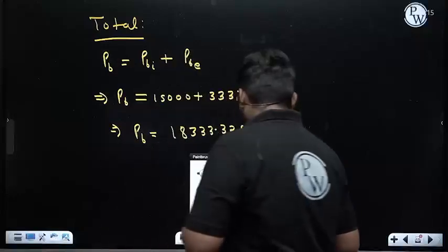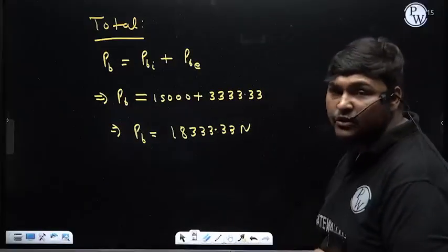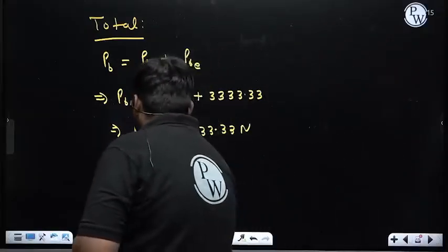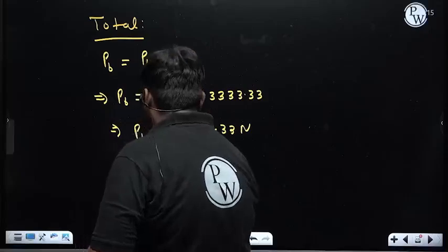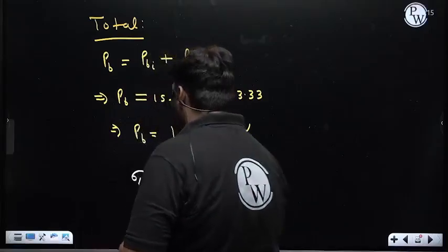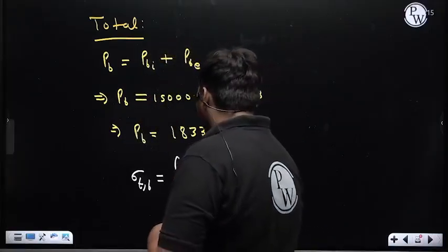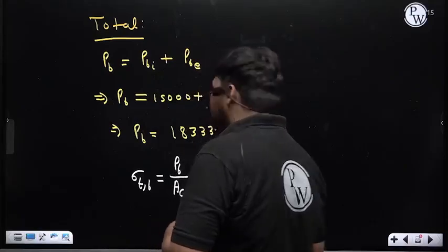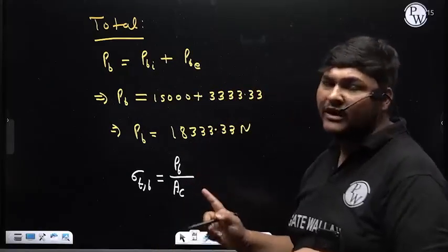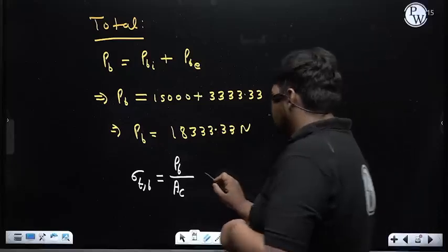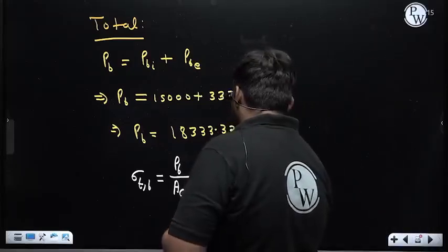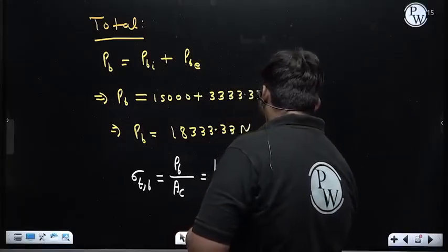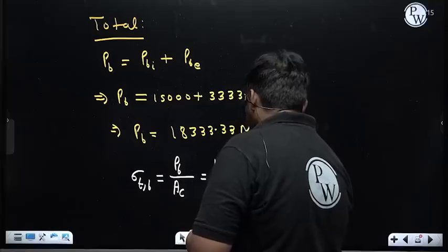Due to this, tensile stress will be induced in the bolt, and the total tensile stress in the bolt, that I am representing as sigma TB, B for bolt, will be the total axial force in the bolt, which is PB, divided by the core area of the bolt, which is AC. After calculating the core area, we can also calculate the core diameter. So this is equal to 18,333.33 Newton divided by AC.